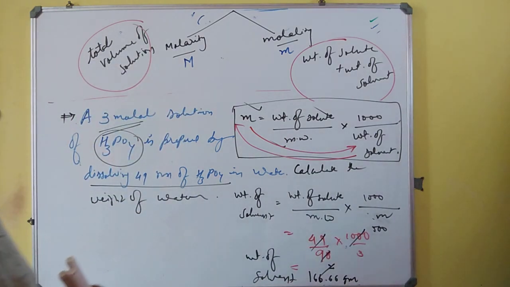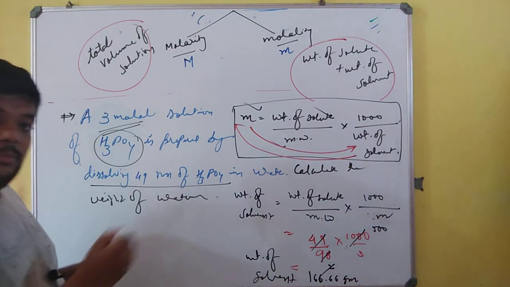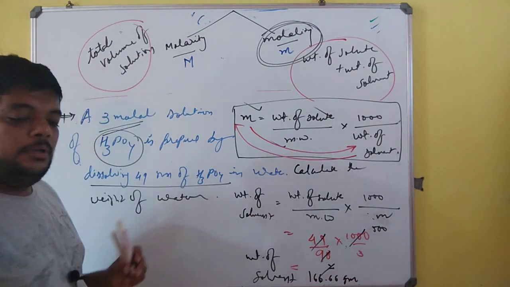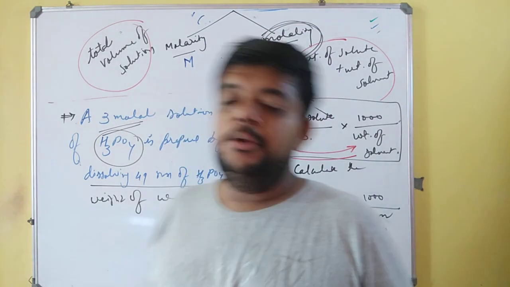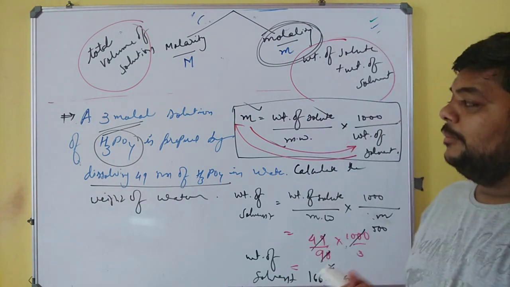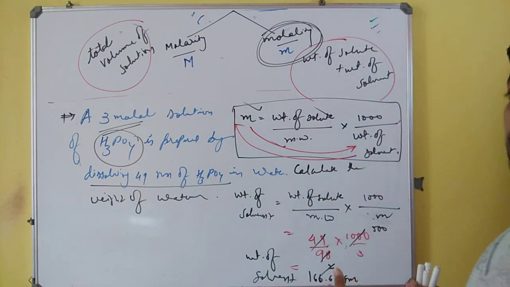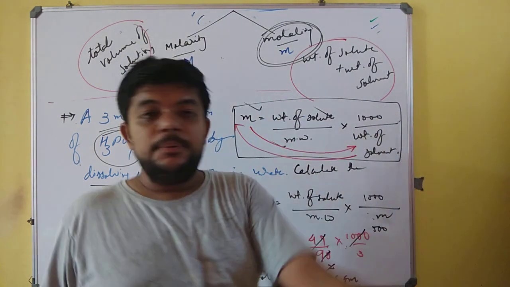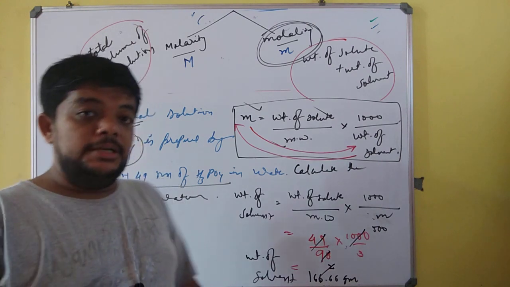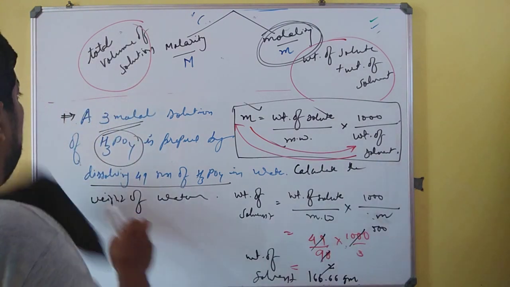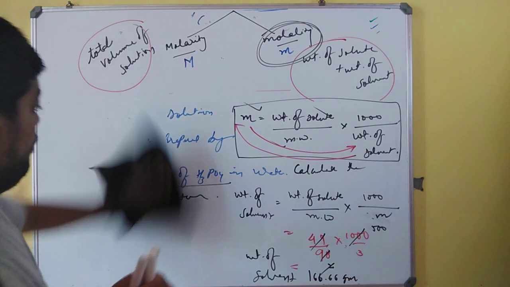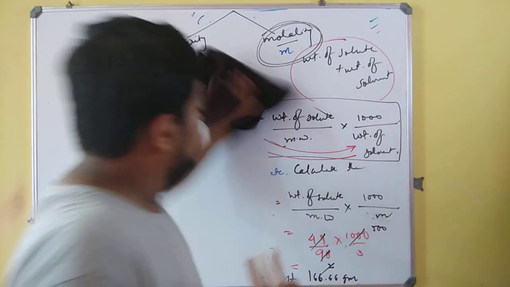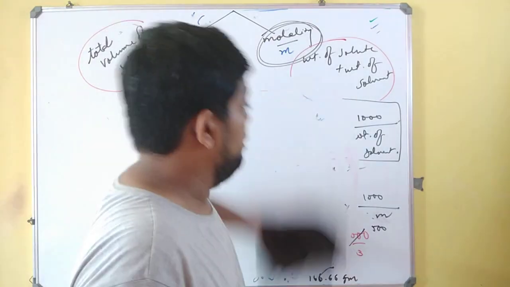This is how it works. So friends, these were some of the numericals that were directly dealing with molality. Now in this current video, we will be shifting from the numericals of molality to the numericals of molarity. And then in the upcoming video, we will be making the combinations of molar and molal using density as one of the determining parameters.